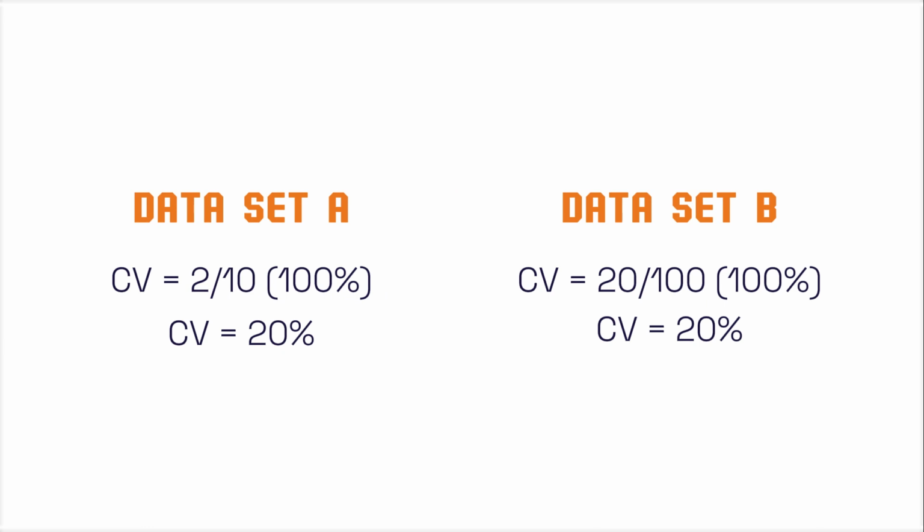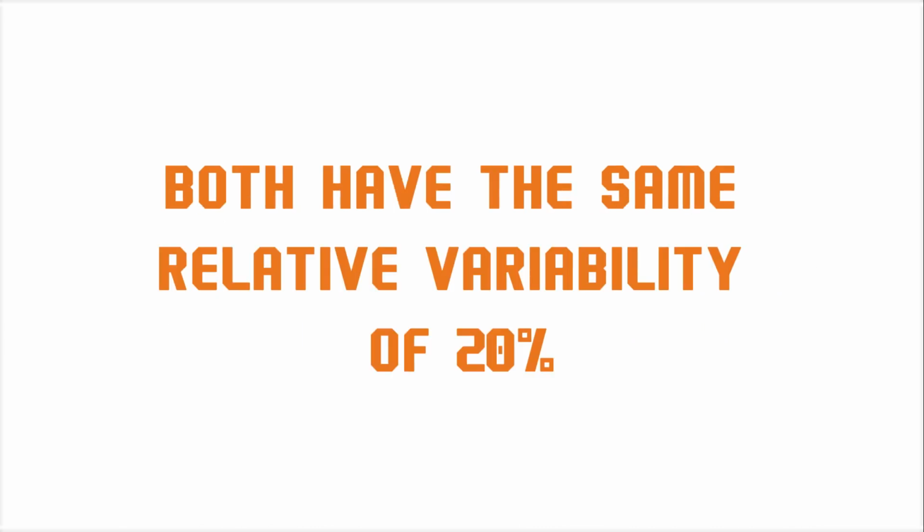Let's compute the coefficient of variation for the example datasets. Dataset A, coefficient of variation is equal to 2 over 10 times 100%, which is equal to 20. Dataset B, coefficient of variation is equal to 20 divided by 100 times 100%, which is equal to 20. Despite the different means and standard deviations, the coefficient of variation shows that both datasets have the same relative variability of 20.